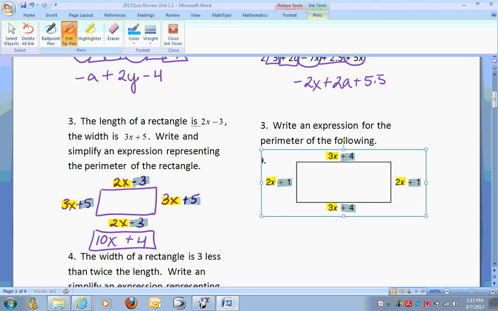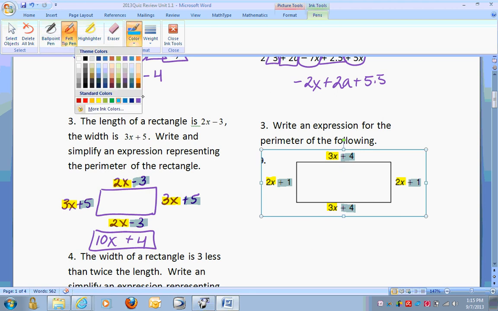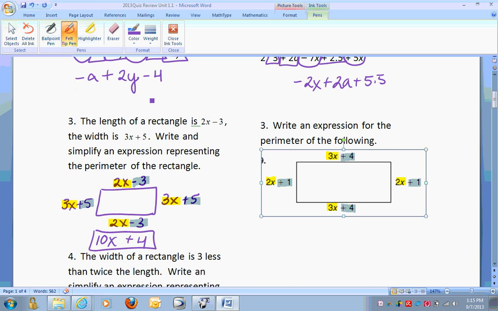Okay, so now I'm going to combine all my x terms. So I'm going to combine my 3x, 2x, 3x, and 2x, and that should give me 10x when you add those all together. And then when I combine all of my blue constants, I have 4 plus 1 plus 4 plus 1, which should end up giving me 10. So my simplified expression for the perimeter equals 10x plus 10.